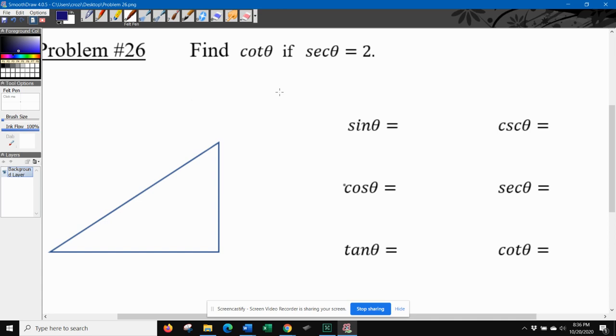Hello everyone, this is Mr. Crozier and I wanted to help you on problem 26. The directions say find the cotangent of theta if the secant of theta is 2.